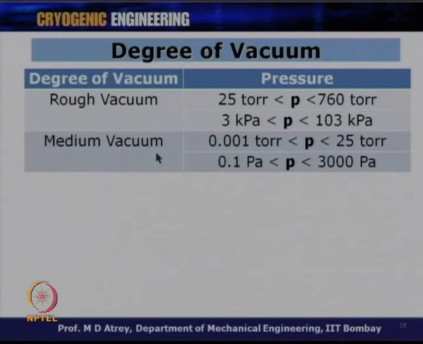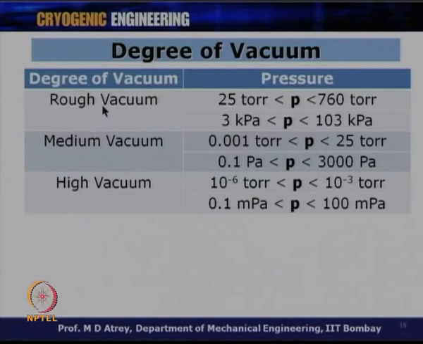Then we have medium vacuum, between 25 torr and 0.001 torr, that is 10^-3 torr, also given in Pascals over here. Then we have high vacuum. So, we have rough vacuum, medium vacuum, and high vacuum. The high vacuum is between 10^-3 and 10^-6 torr.